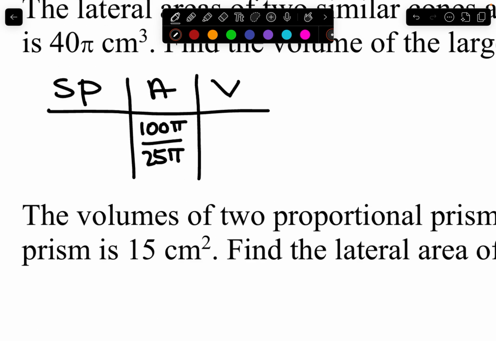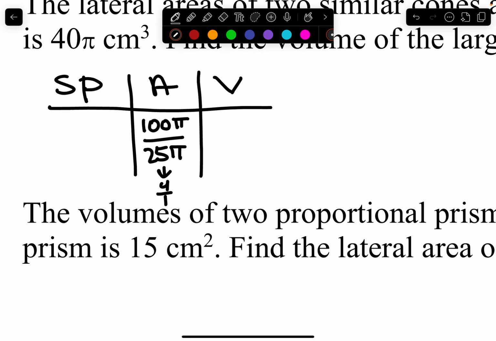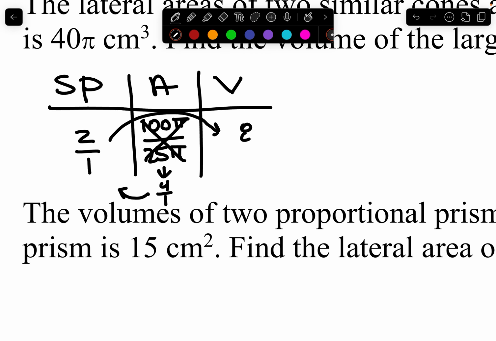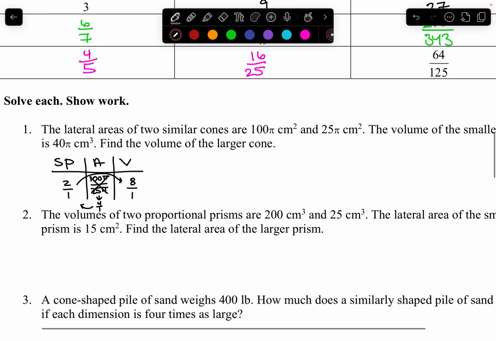Now, as a reminder, whenever we are working with our SPA chart or our SPOV chart, we cannot have unsimplified items in this chart. So this will simplify to give us 4 over 1. So now that I know that my area ratio is a 4-to-1 ratio, I have to go backwards to get the side length ratio, which will be a 2-to-1 ratio. And then I've got to go all the way this way to get my volume ratio, which should be an 8-to-1 ratio.